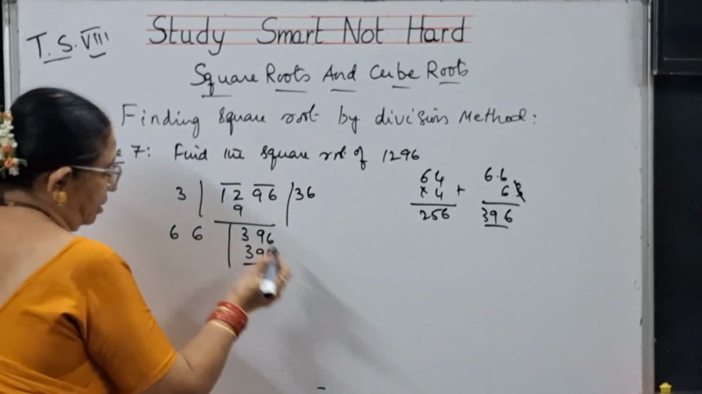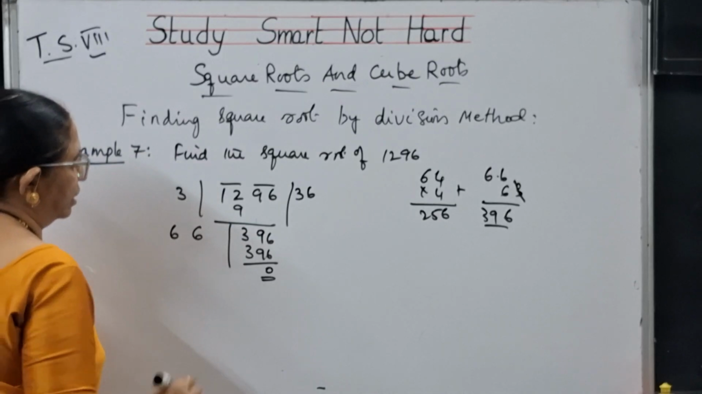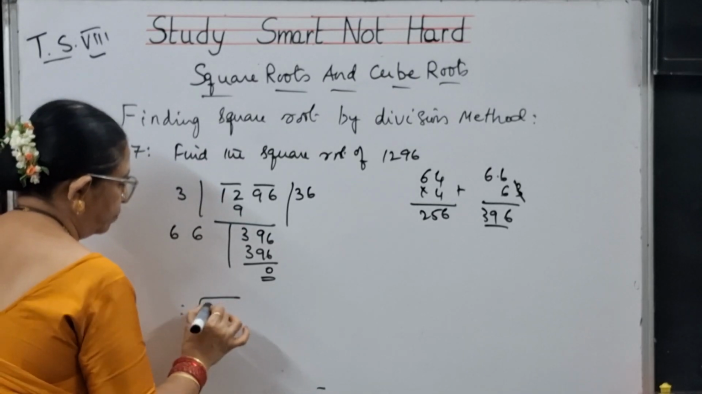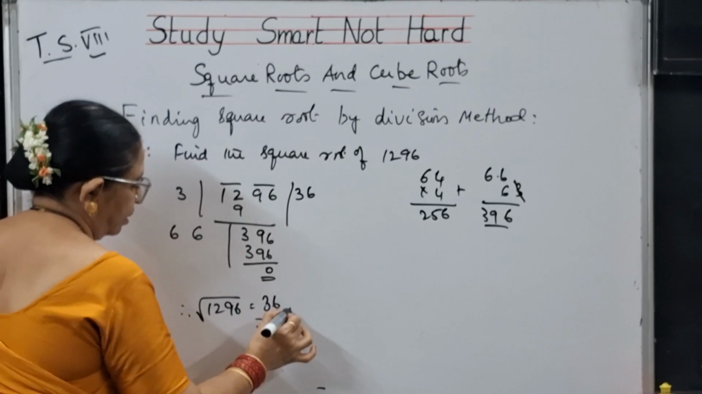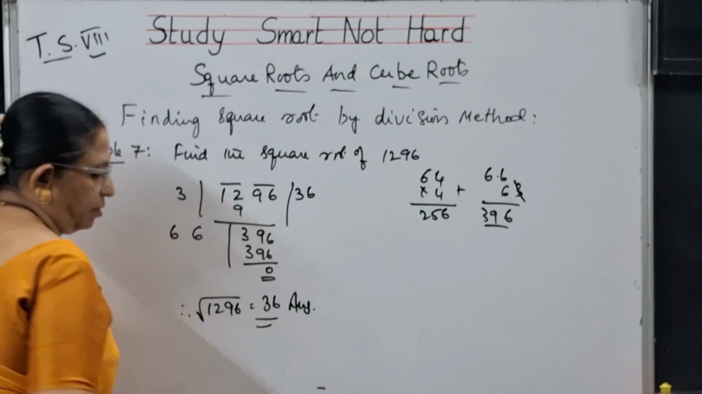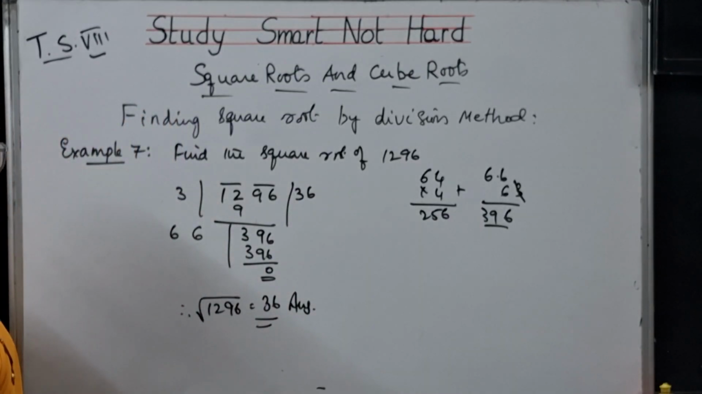I got it. So I should take 6 here, 6 here, 396 is the answer. Here the dividend is 396 and the product is 396, so we are getting 0. So root of 1296 is 36. This is the answer for this problem, children. Please note it down. Example 7.